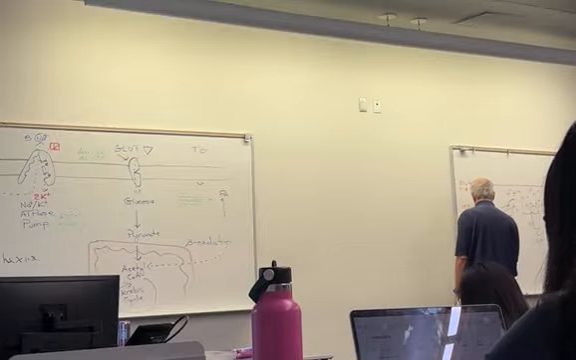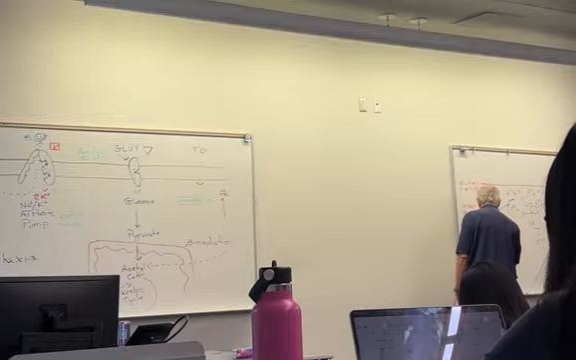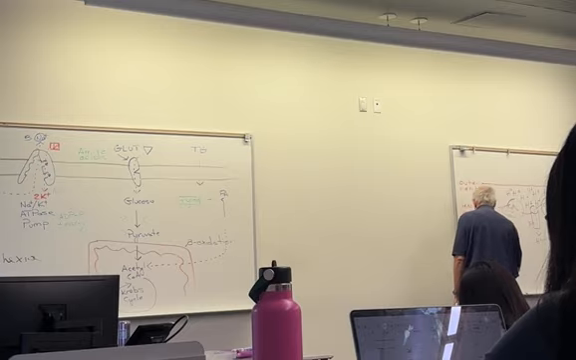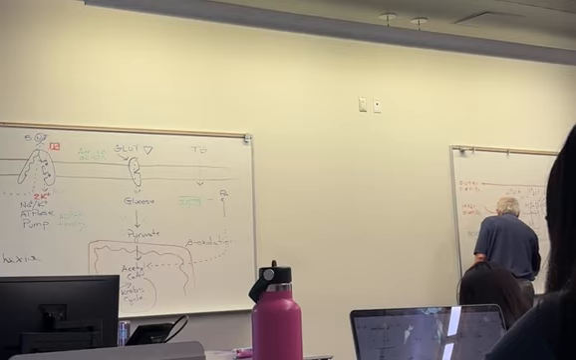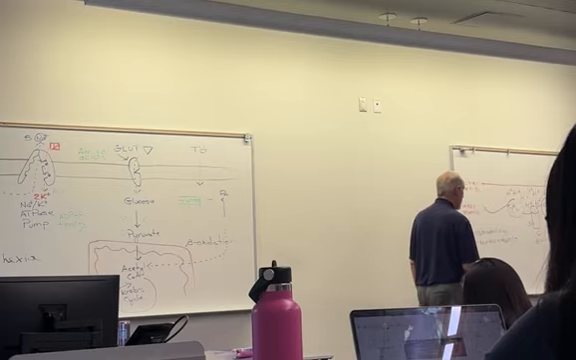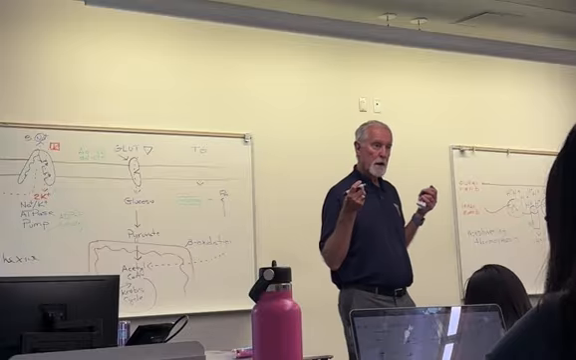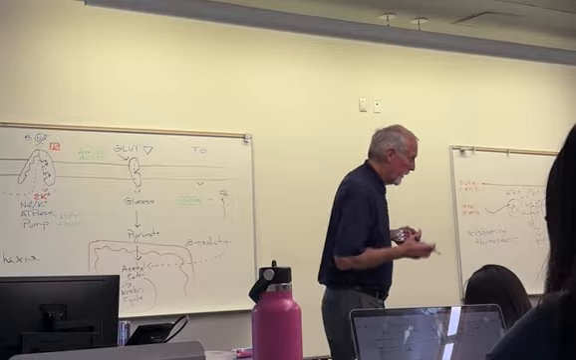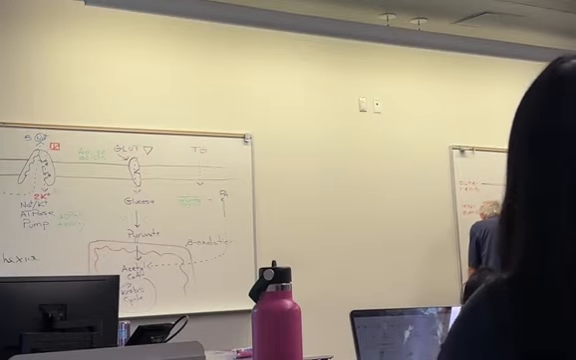So there's what's called non-shivering thermogenesis. And this is what brown adipose tissue does. It produces heat, but it's not due to shivering, it's due to the presence of these uncoupling proteins.